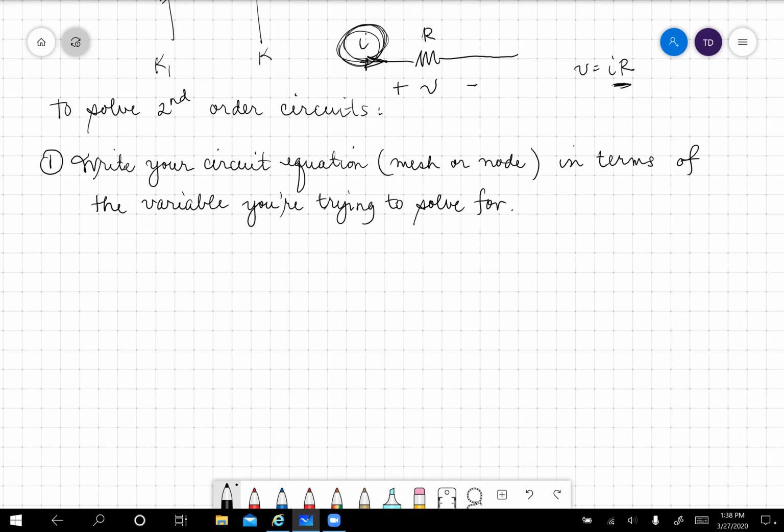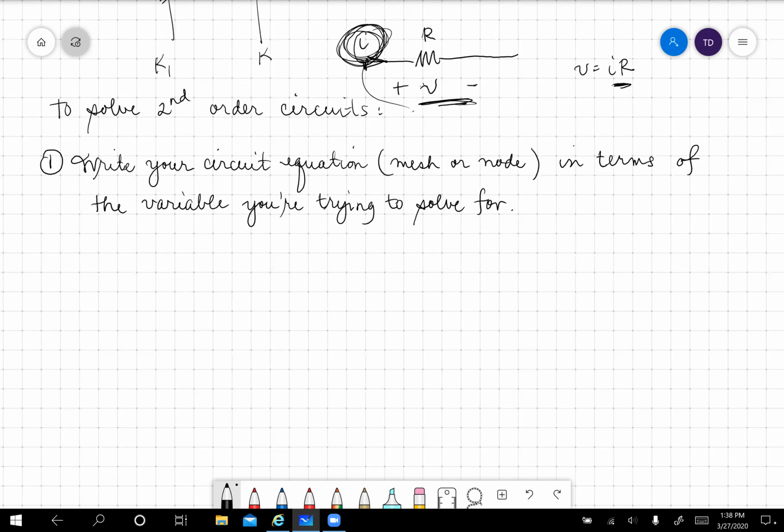So when you have circuit elements, you don't actually have to write your equations in terms of the variable you're asked to solve for, as long as you know how to get there easily. So we can solve for I, and then we can get V. We can solve for V, but then we can easily find I. So be smart about that. So write your circuit equation in terms of the variable you're trying to solve for.